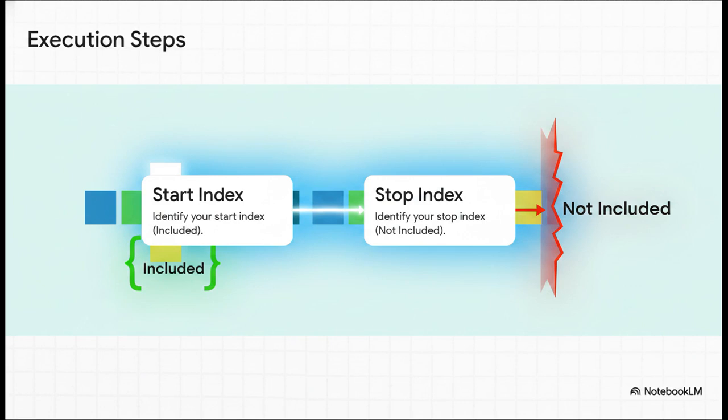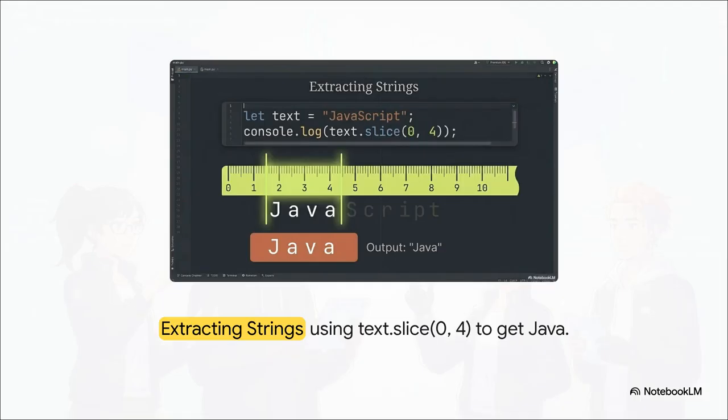Executing this really just takes 2 steps. Step 1, identify your start index, which is always included in your cut. Step 2, identify your stop index. Now listen closely, because the absolute key takeaway here is that the end index acts as a hard boundary. The slice stops right before it. That means the element sitting at the end index itself is never ever included in your newly extracted data. Let's see this in action.